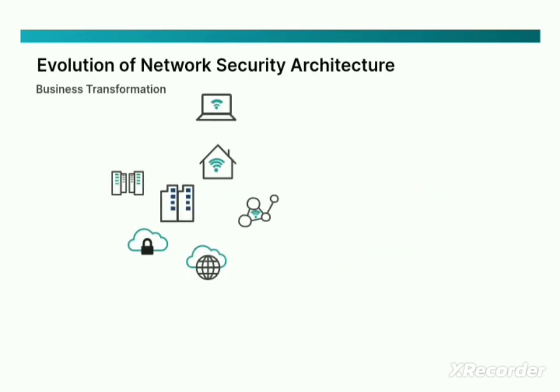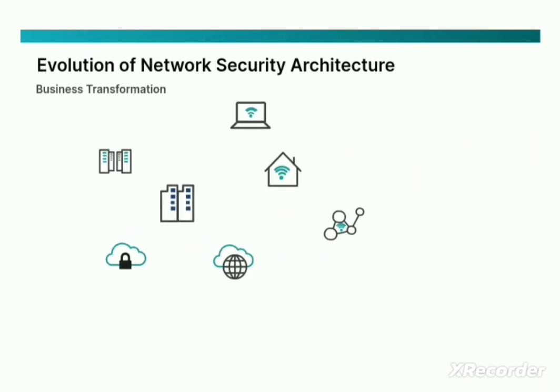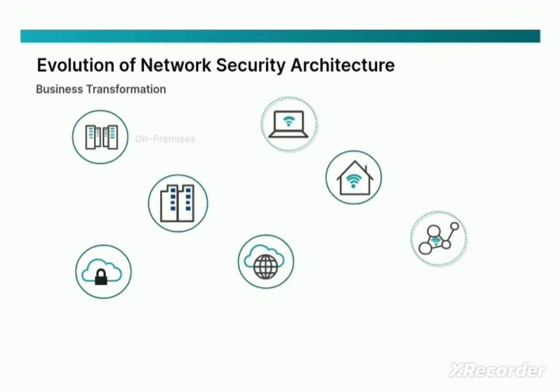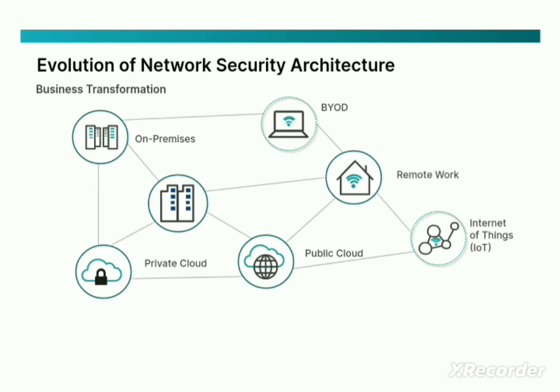The business transformation is forcing networks to decentralize so that some network components remain on premises. Some are located in a private cloud and others in the public cloud. This transformation, plus the advent of BYOD, the Internet of Things, IoT, and an expanding remote workforce, has drastically enlarged the attack surface and provided many more attack vectors.